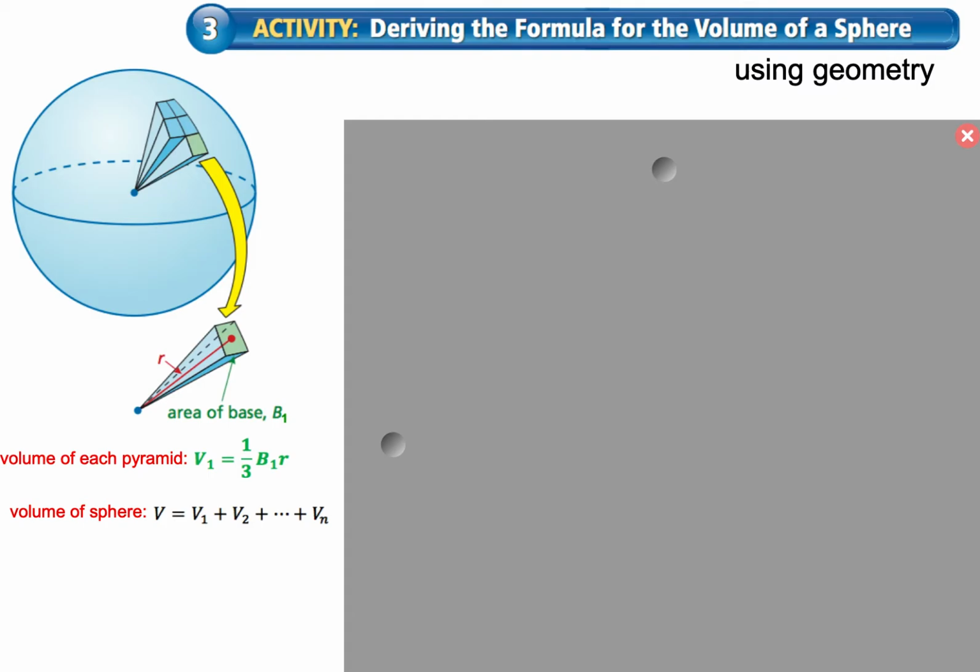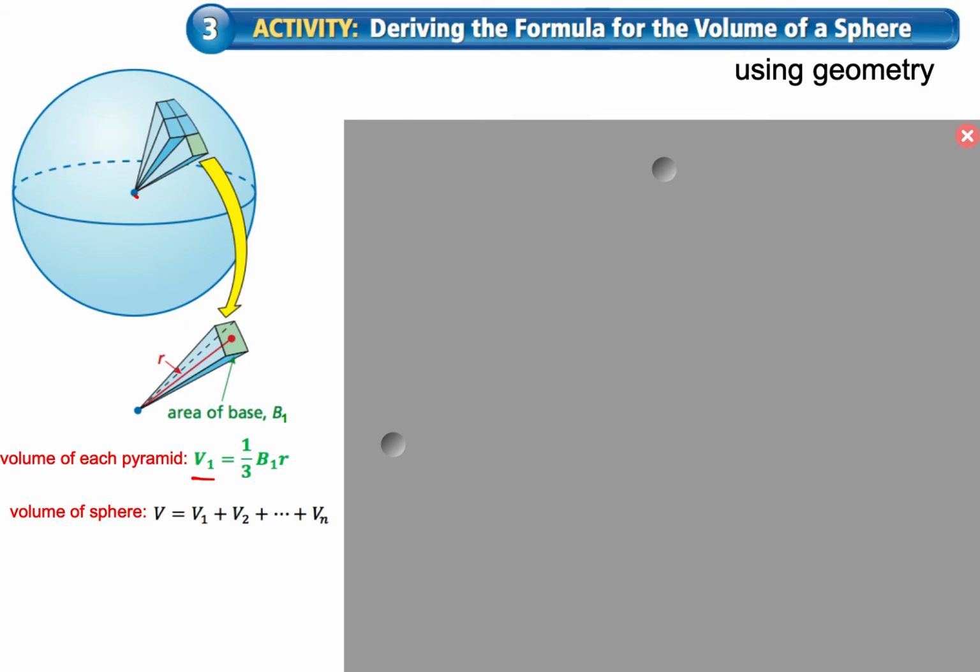So the volume of this sphere is going to be volume 1 for this first one, plus volume 2 for this one, and volume 3 and volume 4 and volume 5. And somewhere over here on the back side you might have a volume 263. Anyway, there's going to be a bunch of these added together.